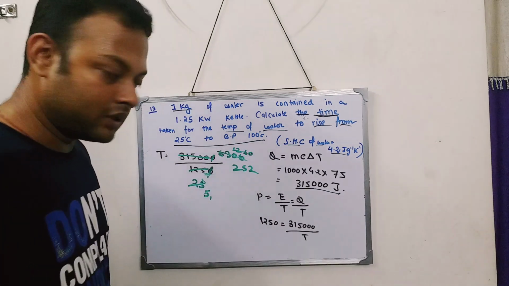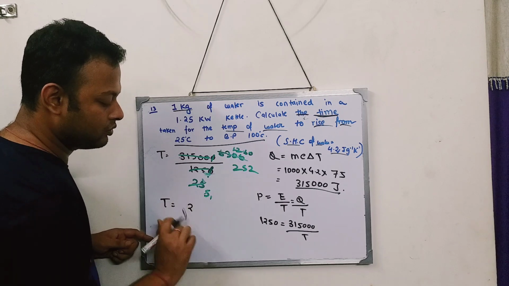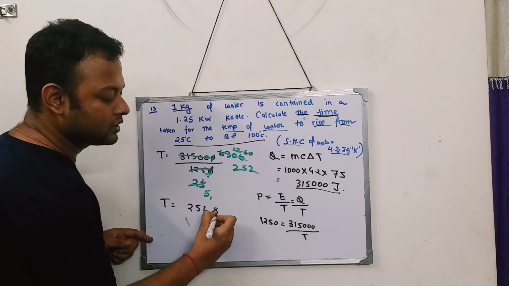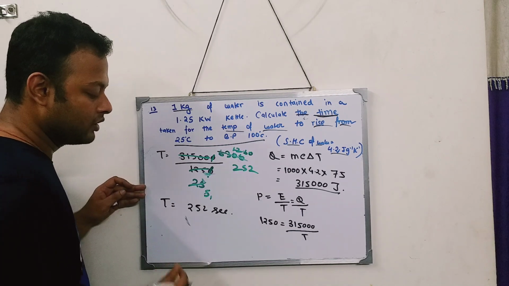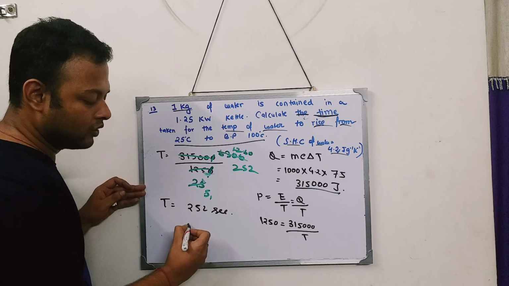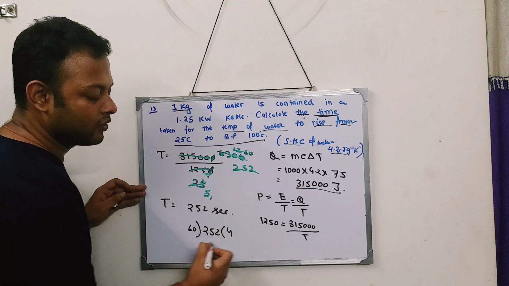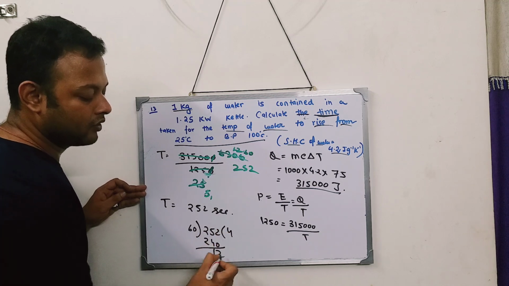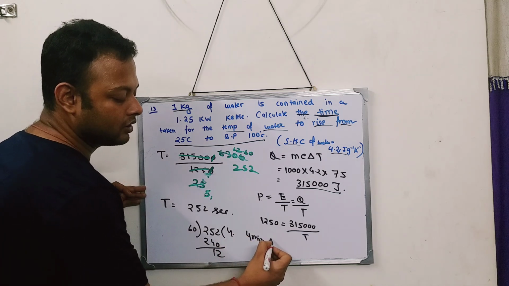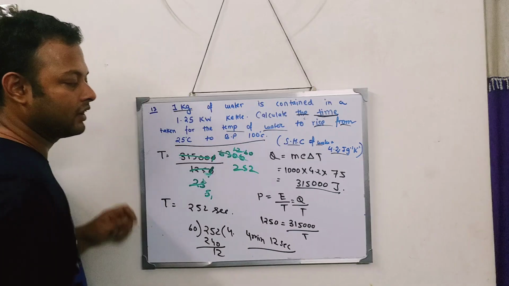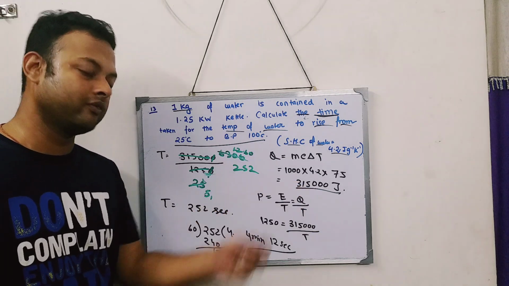So time becomes how much? It is just the cancellation of this thing. The time will come as 252 seconds. Now convert this 252 seconds into minutes. I think you know how to convert 252 seconds into minutes. Divide 252 by 60. 4 60s are 240. So this is the minute and this is the second. So it becomes 4 minutes 12 seconds as the final answer. So you require 4 minutes and 12 seconds to give this amount of heat.